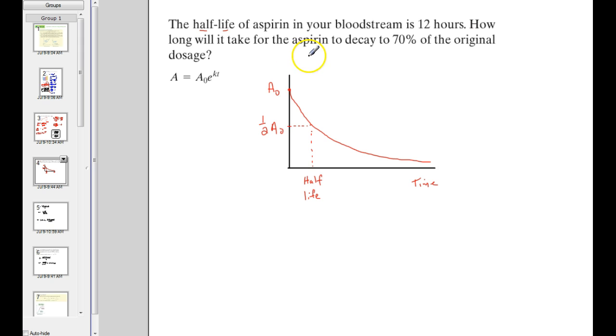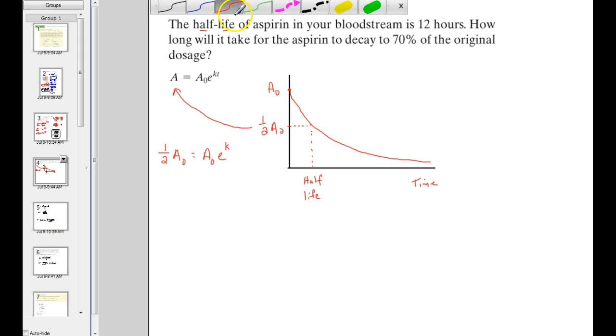So what this is telling me in this problem, if I replace the A with half of the original amount, I get 1/2 A0 equals A0 e to the kt. I just put this in right here. That's how long it's taken to get to half the original amount. Now we're told it takes 12 hours, so we're going to take that t away and replace it with 12.